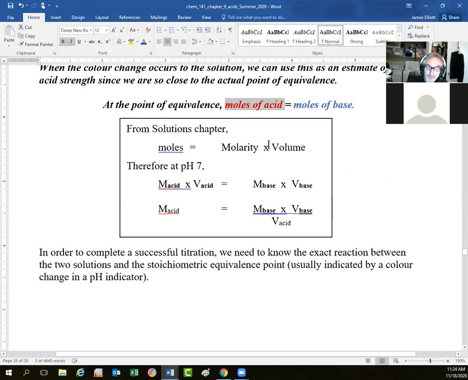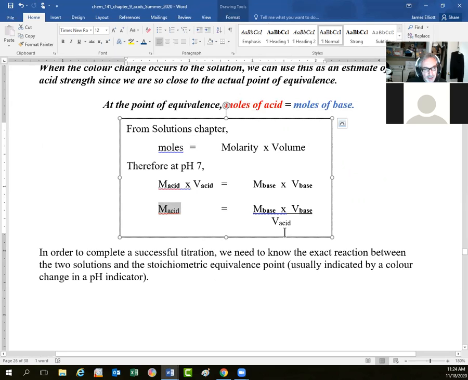We can then use that equation to work out the molarity of the acid. Remember, moles is equal to molarity times volume. So the molarity of the acid times its volume is equal to the molarity of the base times its volume. We know the number of moles of the acid, and so we can use the fact that molarity is equal to moles divided by volume to work out the molarity.